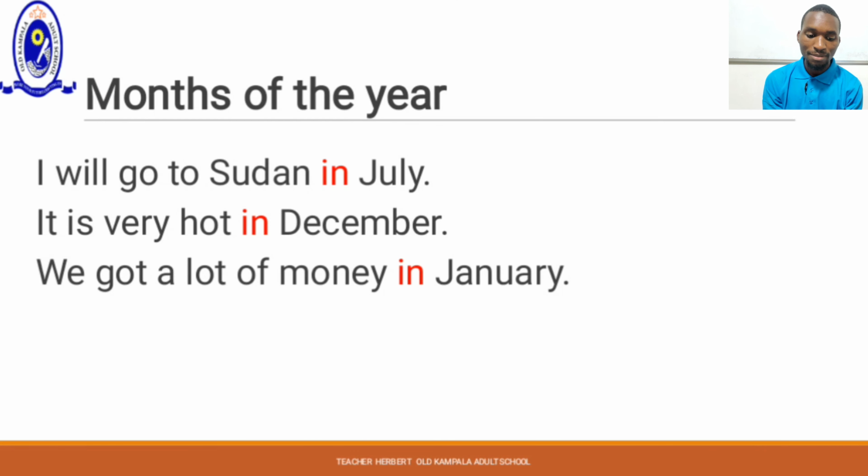Here you can see months of the year. We are using in. Whenever you talk about the months of the year, use in. For example, number one is: I will go to Sudan in July. Because we have a month, July, we must use in. Here we cannot use on, we cannot use at. You cannot say I will go at Sudan at July. No, the preposition must be in July.